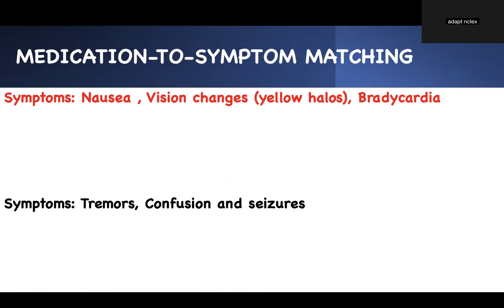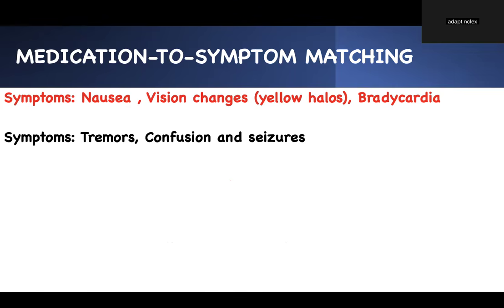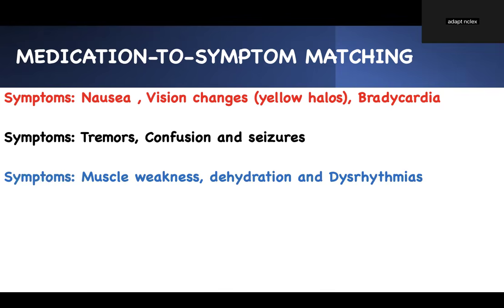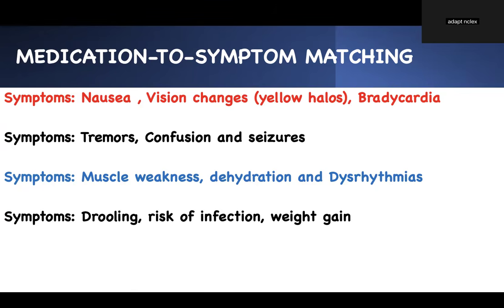Watch Adapt NCLEX. And if you take a medication that gives you tremor, confusion, seizures. Which one? The most common one. You have muscle weakness, dehydration, and arrhythmia. Or common medication the NCLEX will ask you will cause that. Drooling, and you have risk of infection, and you have weight gain. What do you think? These are the options. Match them. Tell me which one will do that.